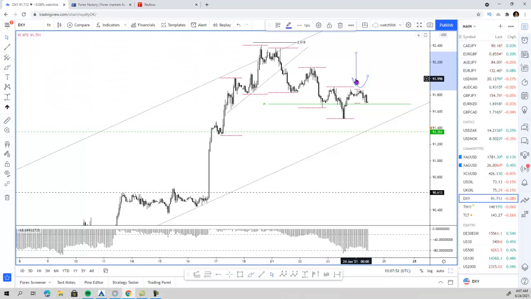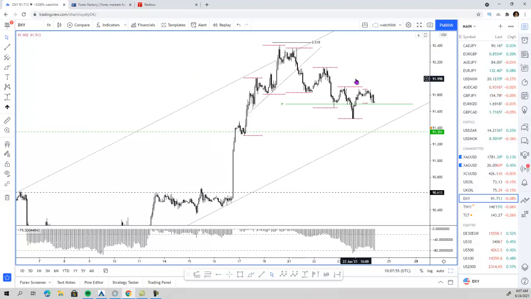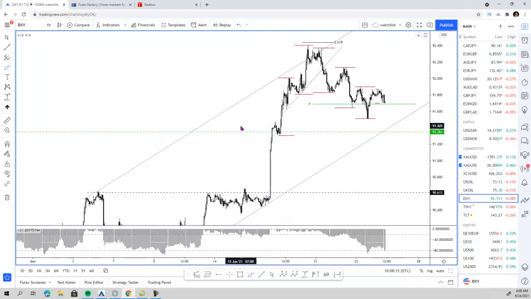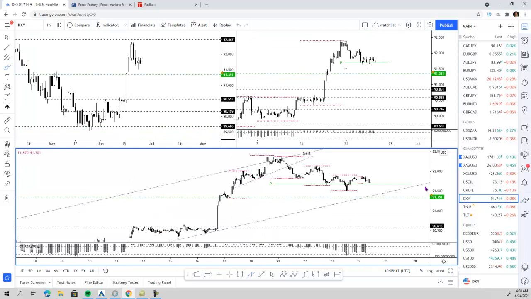But technically speaking, if buyers are not able to break today's highs and yesterday's highs, I don't see the US dollar rallying anytime soon. We might get some downside to retest that area, the structure plus the 91.40, which is the previous highs that I showed you on the 4-hour chart and on the hourly. Now, having said that, let's have a look at metals.